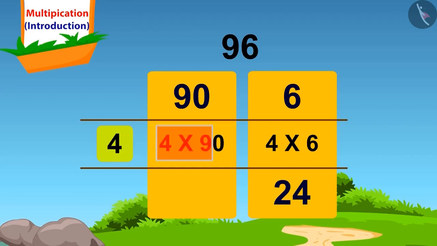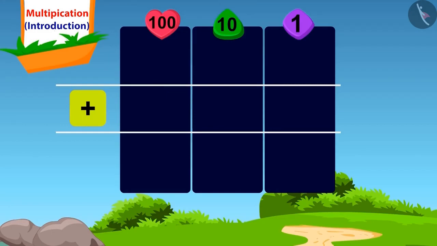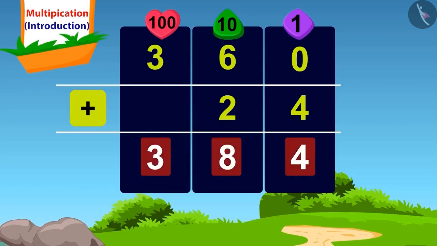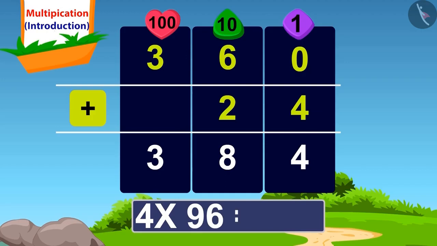Just by placing a 0 next to the answer of 4 times 9, which is 36, we will get the answer 360. We will write this answer here. Now it is very easy. If we add 24 to 360, what do we get? 384. Doing this, we got the answer to our question, 4 times 96, which is 384. A total of 384 ants will be required.